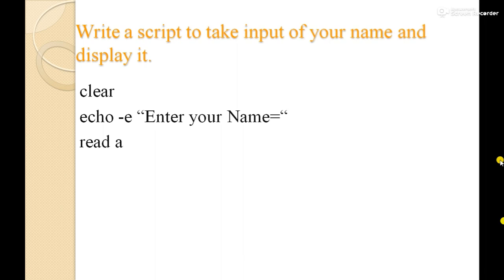In the Vim editor, if you want to take the input, we will use the read command, and a is the variable, that is the name is stored into the variable a. You can take any other variable to store the value, and then we will display the value which is stored into the variable a. So the next statement will be echo minus E, double inverted comma open, your name is $A, double inverted comma close.